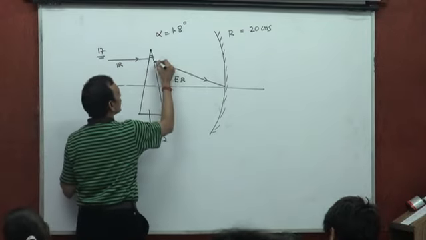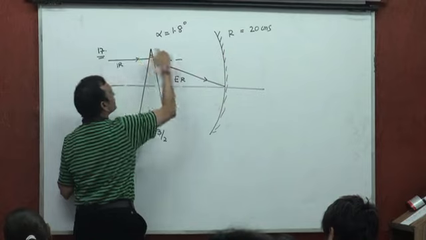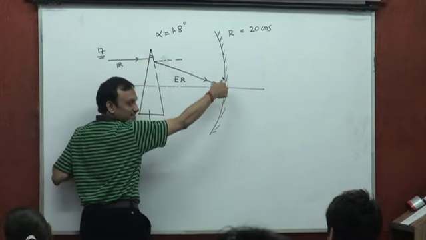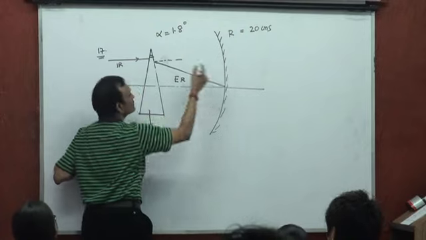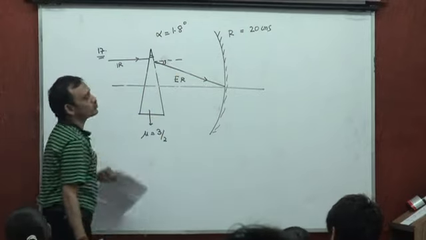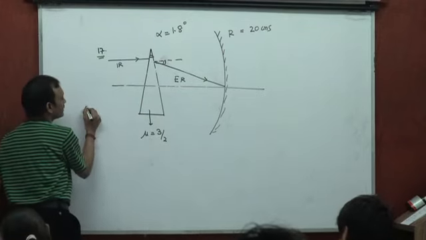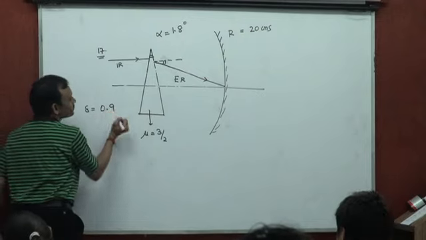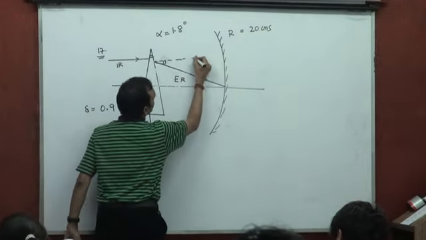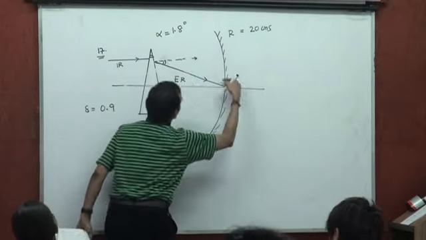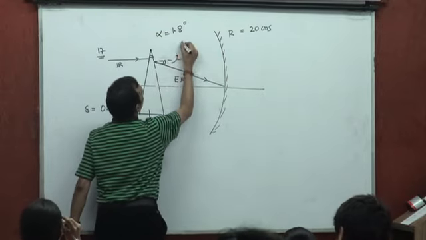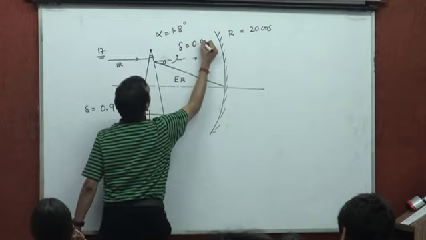This was the original direction of the ray, right? The incident ray was in this direction. The emergent ray is like this. The deviation produced would be mu minus 1 into A. That means 0.9 degrees, right? Deviation is mu minus 1 into A. That is 0.9 degrees. This would have been the original direction. This is the actual final direction. So this is delta equal to 0.9 degrees.